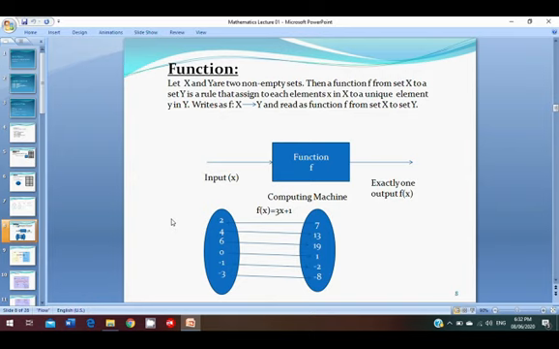In simple words, we can say that a function is such a computing machine in which we input some x and we get exactly one output, and that is f of x. Here we have a simple example. f of x is equal to 3x plus 1, right? And here we have given different values to x, which generate different corresponding values for f of x.